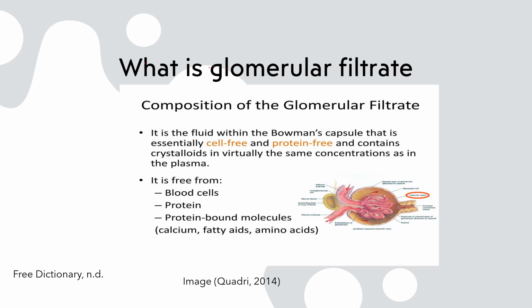Then it is filtered or leaks out of the glomerulus through fenestrated pores and membrane layers in the glomerulus, and then it goes into Bowman's capsule. This slide is just telling you the composition of it, and it's just defining it that glomerular filtrate is the fluid within Bowman's capsule that is essentially cell-free and protein-free and contains crystalloids in virtually the same concentration as the plasma. It's also letting you know that it's free from blood cells, proteins, or protein-bound molecules such as calcium, fatty acids, and amino acids, because they're too big to pass through the little pores in the glomerulus.